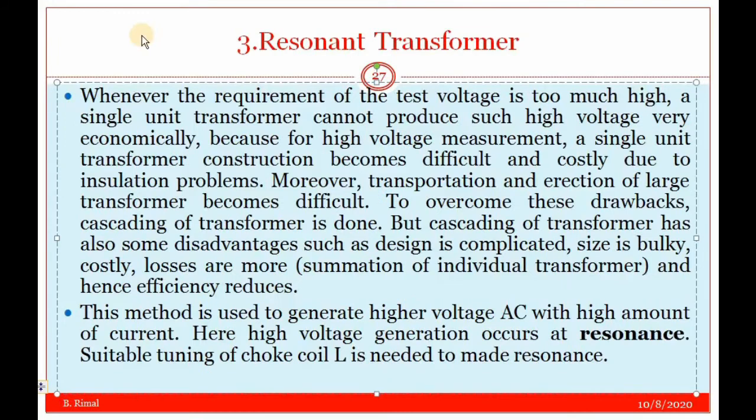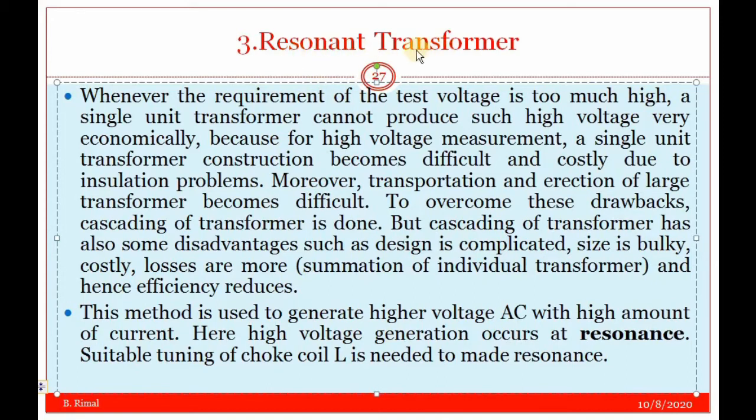The third method of high voltage AC generation is the resonant transformer. In cascading of transformers, we face some difficulties: the size would be bulky, it would be costly, and the losses are also more, because the loss is the summation of the losses of the individual transformers, which thereby reduces the efficiency. And whenever we require a high AC voltage with a huge amount of current, this resonant transformer method is used. The method name itself signifies what it actually is.